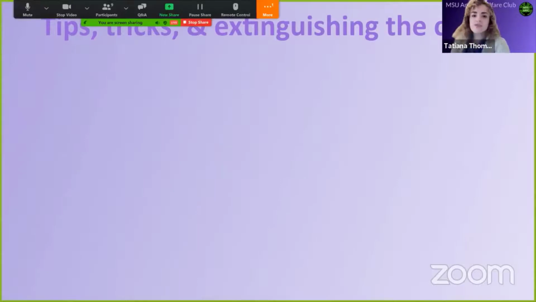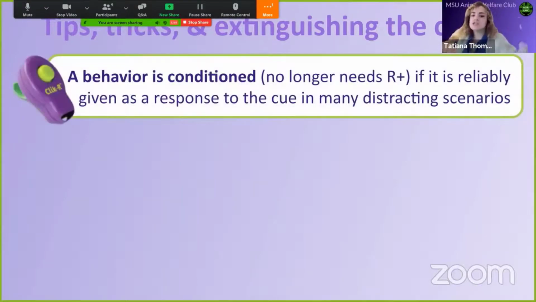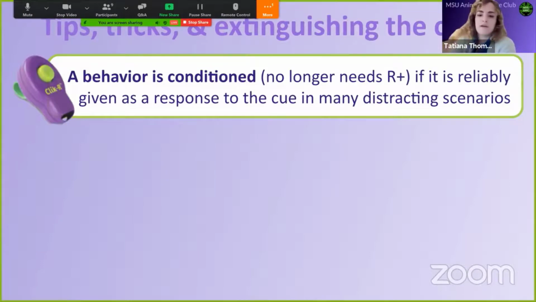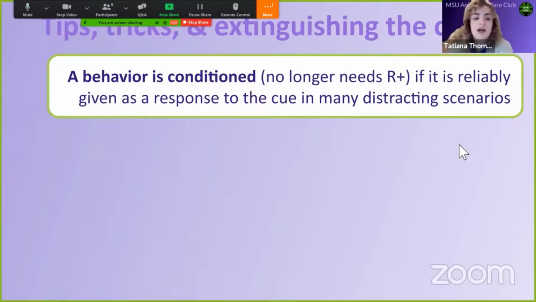So now that your animal has that behavior conditioned and it no longer needs the positive reinforcement, you can extinguish the click. So you know you're ready to extinguish that click and that the behavior is conditioned because it's reliably given as a response to the cue in many distracting scenarios. So for example, if you were teaching that dog from earlier to sit, you would want to make sure not only that the dog will sit in your home, but in your friend's home, at the dog park, at the grocery store, wherever you need him to sit. Then you can extinguish the click and the treat.